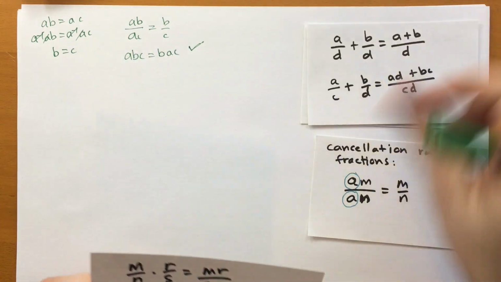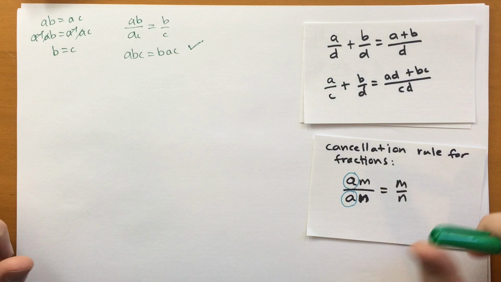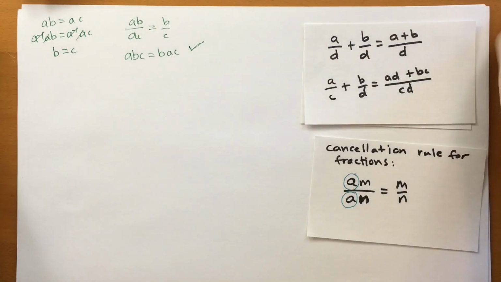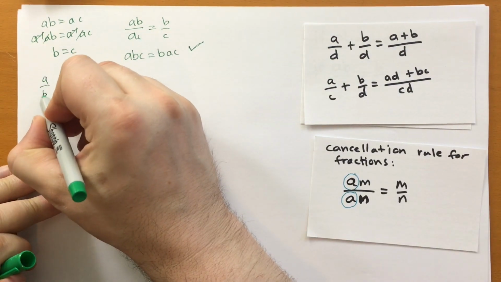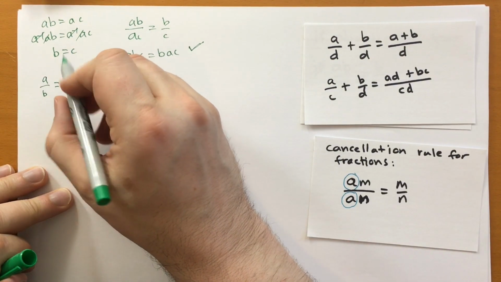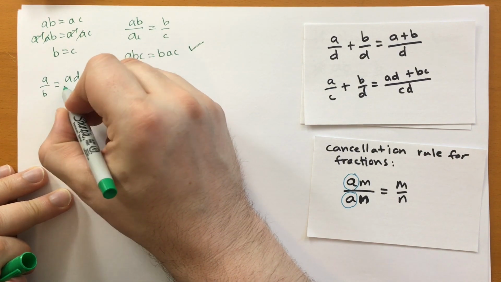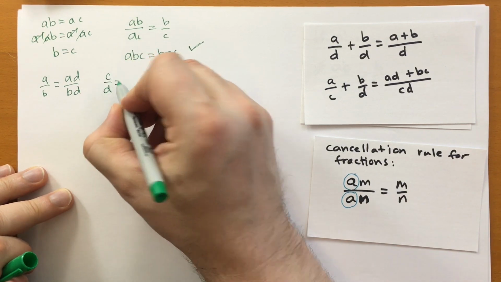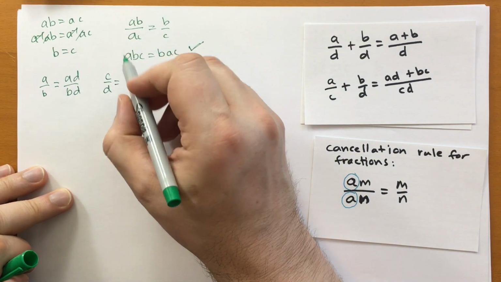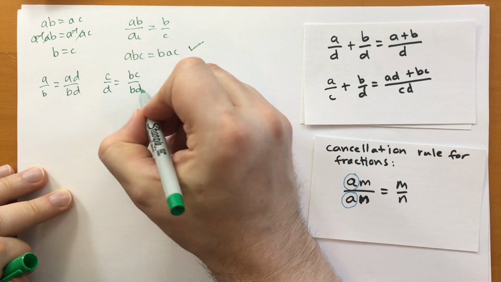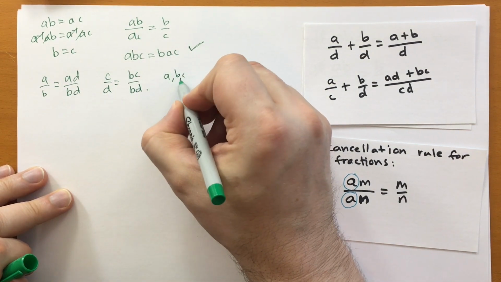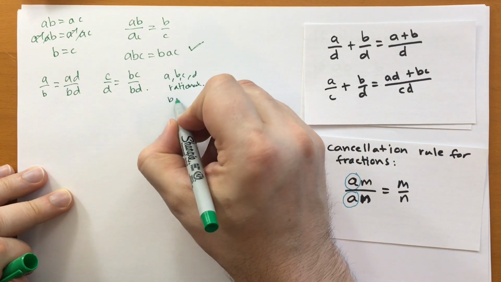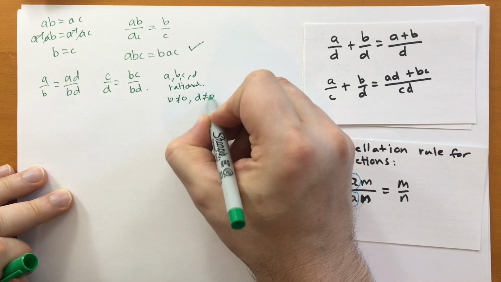Remember this? Let's put that down there. So it says, suppose that we have A over B. Let's use green. So we have A over B, and we can rewrite that as AD over BD. And we also have C over D, and we can rewrite that as BC over BD, where A, B, C, D are rational, and B is not equal to 0, and D is not equal to 0. Okay?